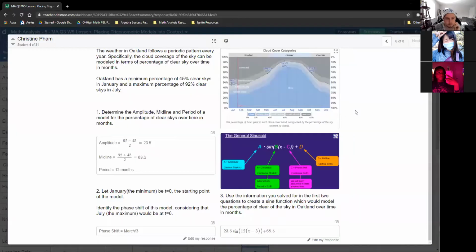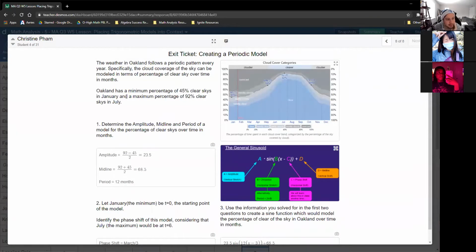Christine asked me to check hers, so I'm going to share the screen while I check hers. So let's see, Christine, what did you do? You said the amplitude would be the maximum 92 minus the minimum 45 divided by 2, and that gave you 23.5. Will I leave comments? Yes, I will be.